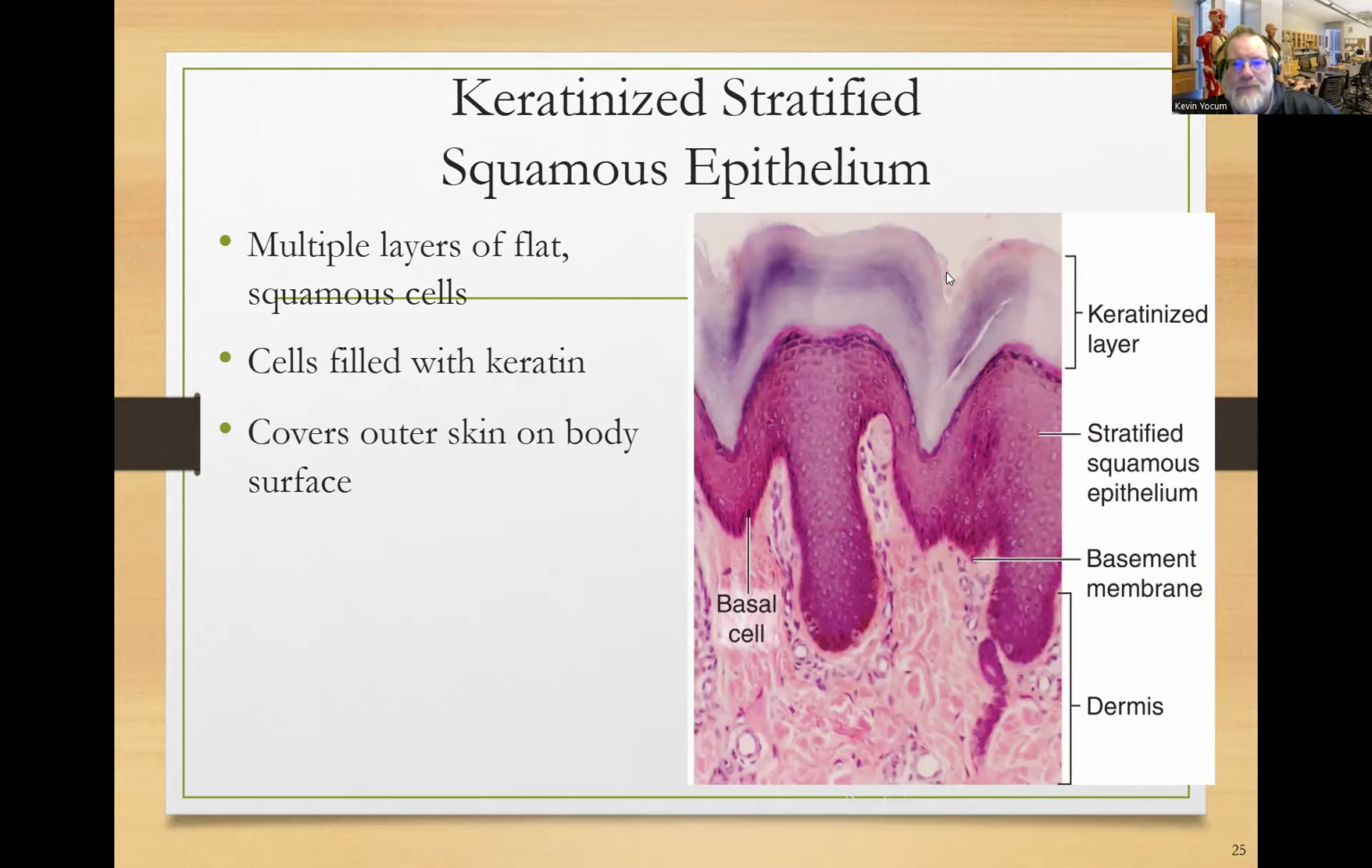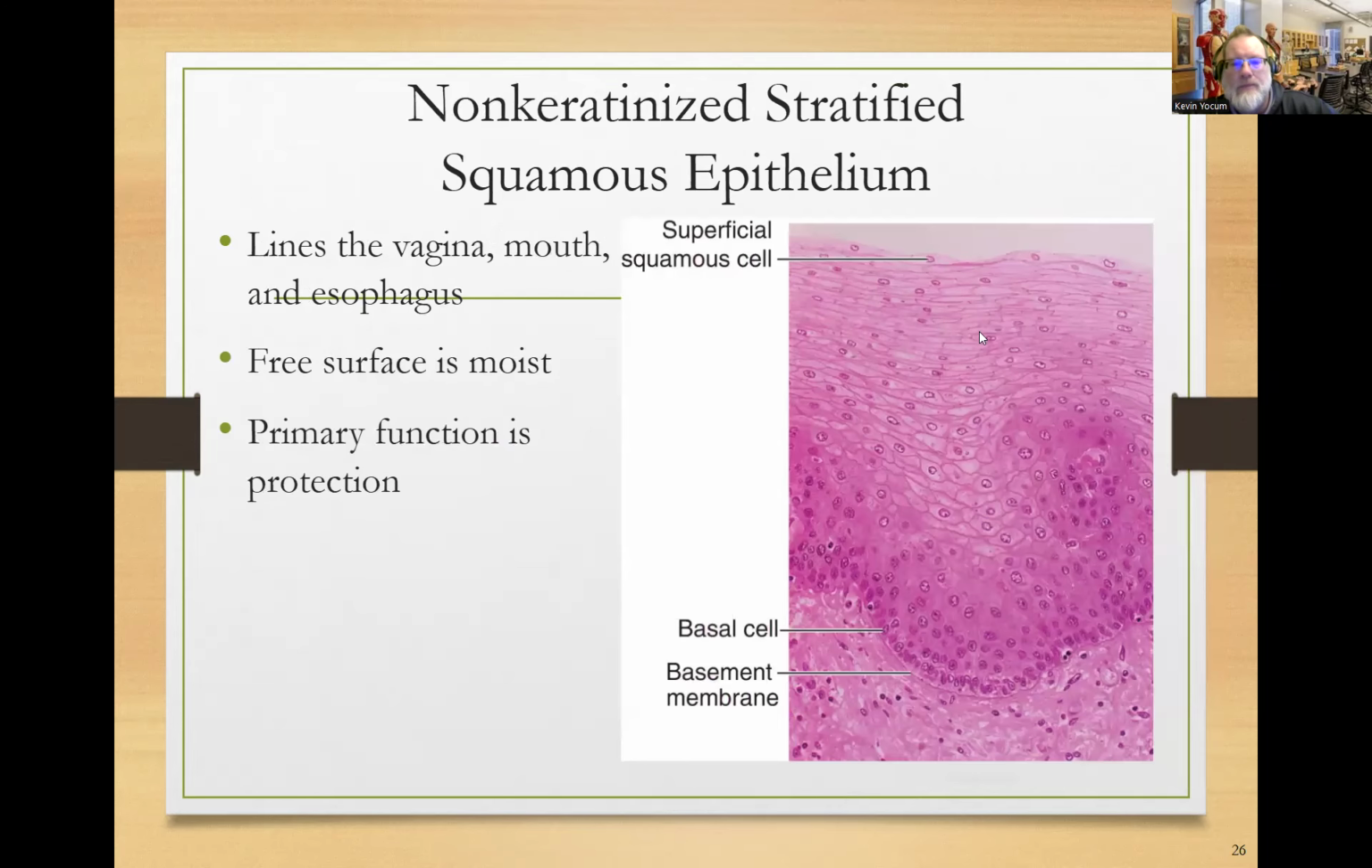Some stratified squamous epithelium does not keratinize. So it's just called non-keratinized. So let's see that. Vaginal canal, mouth, and esophagus are going to be non-keratinized.